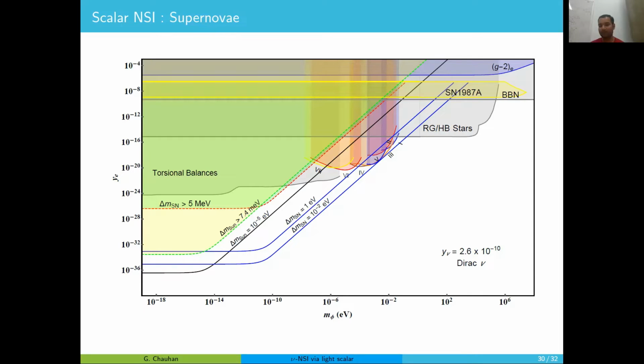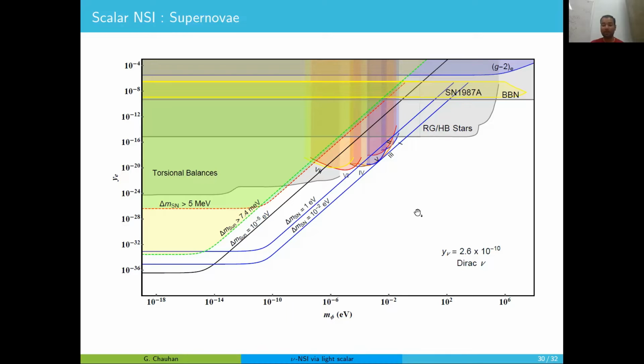Oh, I have one question. First, thank you for the talk. My question is regarding these last constraints that you showed. I didn't understand exactly how you put these limits. Could you explain it again? Which one? These two or all of them? The ones regarding the sun and the supernovae, the last ones.